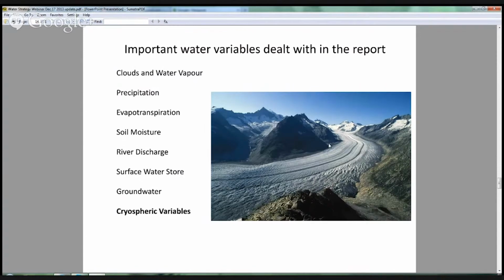Cryospheric variables are also important. The retreat of glaciers as the temperatures warm and as the dust that's deposited on the surface of glaciers causes melting are important to monitor.